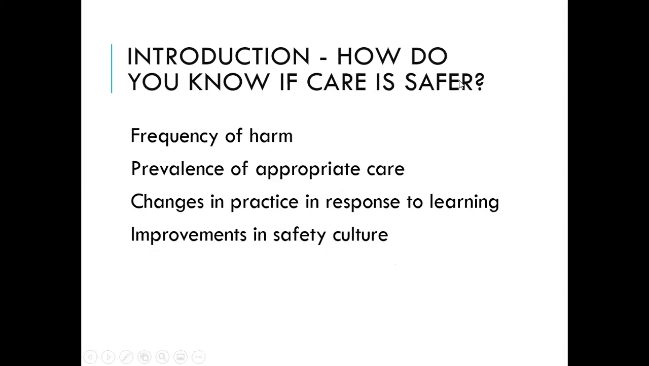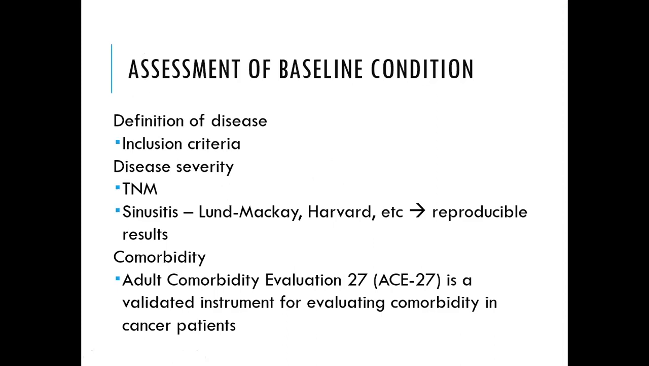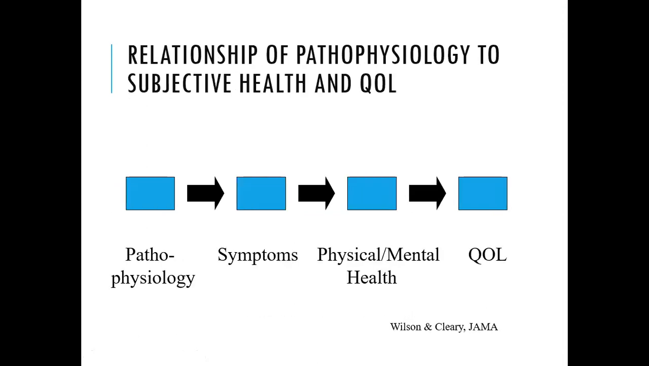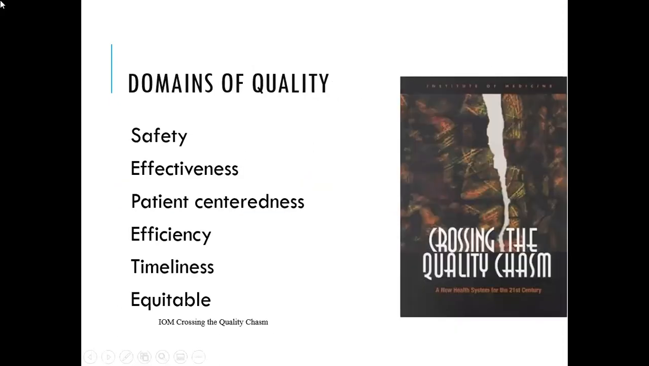So how do we want to know about safer care? It is related to the frequency of harm associated with it, any change in practice in response to learning, and improvement in safety culture. We talked about baseline conditions, where we talk about disease severity and comorbidities. We talked about the Donabedian process, where we talk about pathophysiology, symptoms, physical and mental health, as well as quality of life. The domains of quality include safety, effectiveness, patient-centeredness, efficiency, timeliness, and equity.